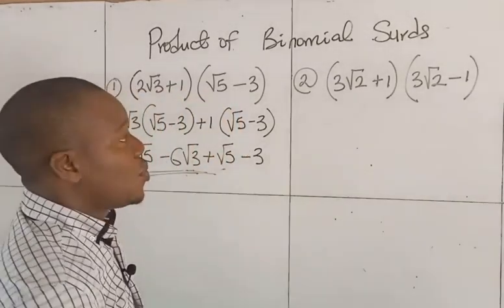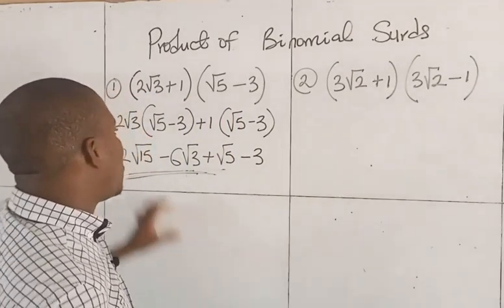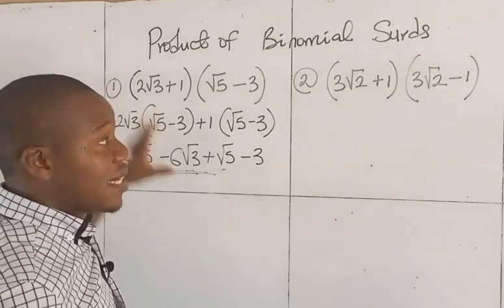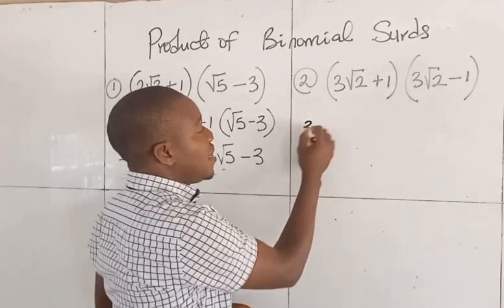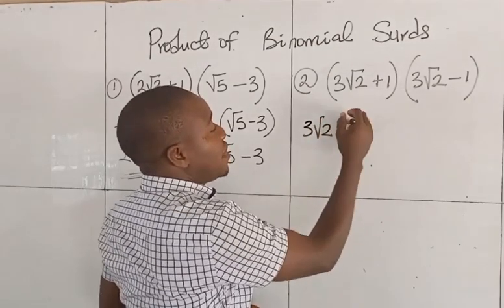I have two ways we can do this. The first one, I will use the method I used here. So this 3 root 2 multiplies everything here.